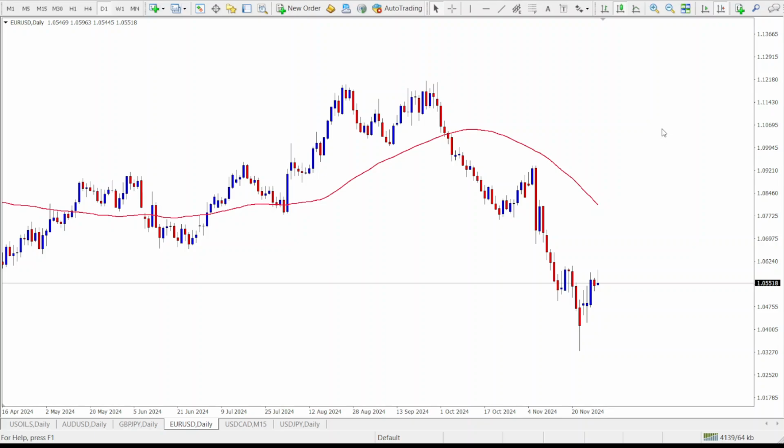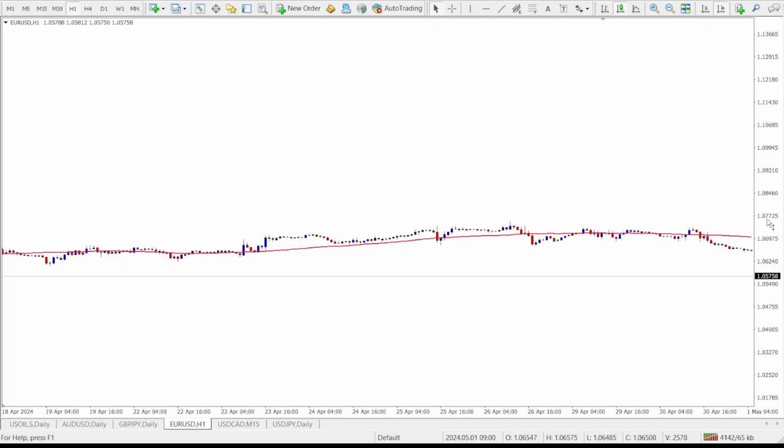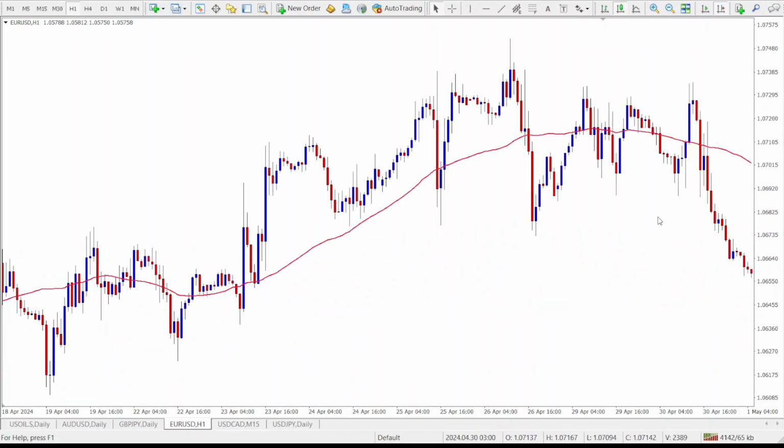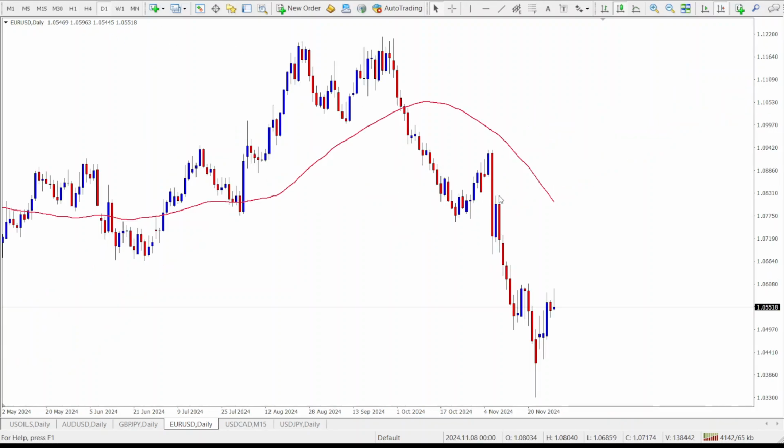So if you are using the 50 period SMA, it calculates the average closing price of an asset over the last 50 candles. For example, if you are on the daily chart, it means the last 50 days. If you're on the 1 hour chart, it means the last 50 hours. So traders use the SMA to spot trends, whether the market's in an uptrend, downtrend, or consolidation phase. The key is that SMA reacts to price movements and when combined with other strategies can provide clear entry and exit signals.